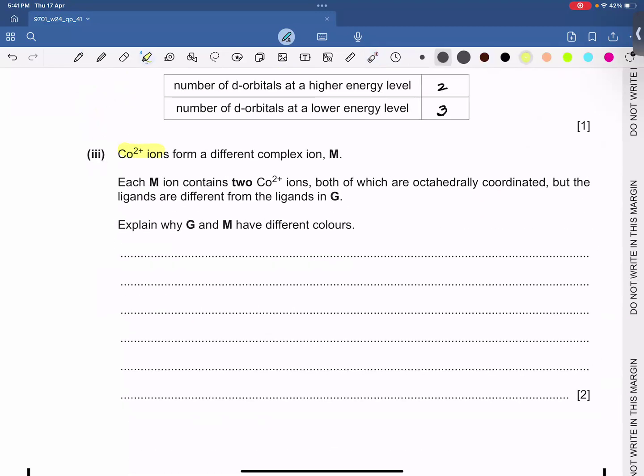Cobalt 2 ions form different complex ions. Each complex ion contains 2 cobalt ions, both of which are octahedrally coordinated, but the ligands are different from the ligands in G. Explain why G and M have different colors. Different ligands have different colors. We know that. That's so obvious. So different ligands have different colors.